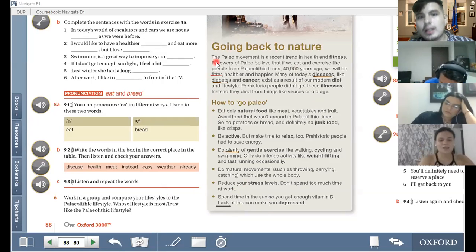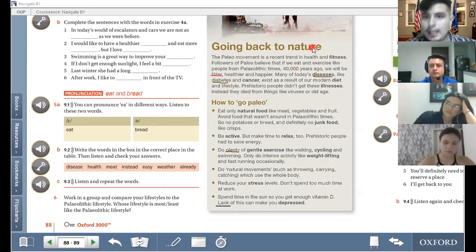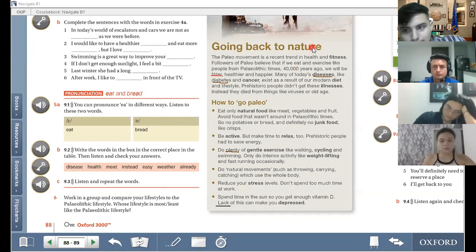Now, the title, I'm going to read it for you, and I'm going to say the name of a person. That person has to start reading. I'm going to say stop, and I'm going to say the name of another person, and that person has to continue reading. So I'm going to start. Going back to nature. Maida.